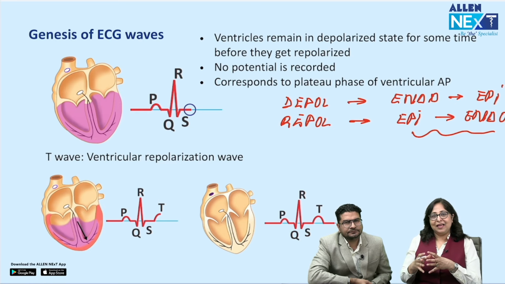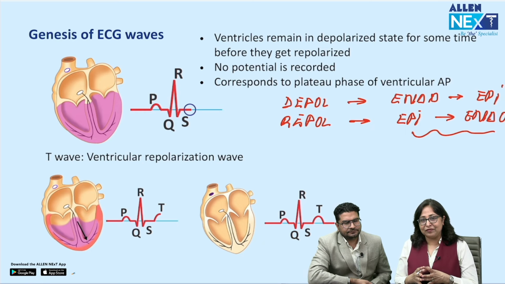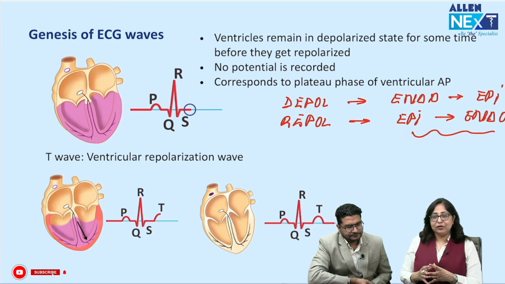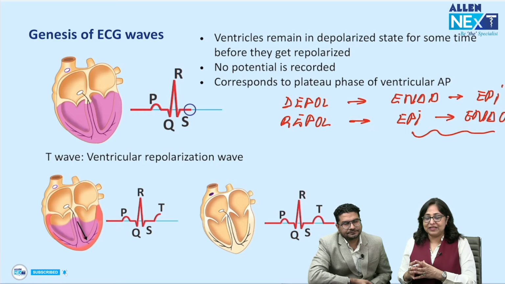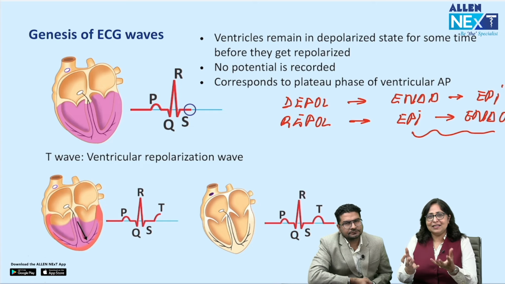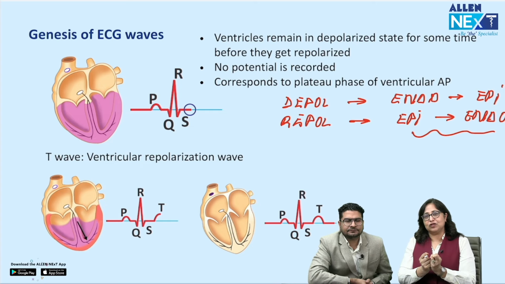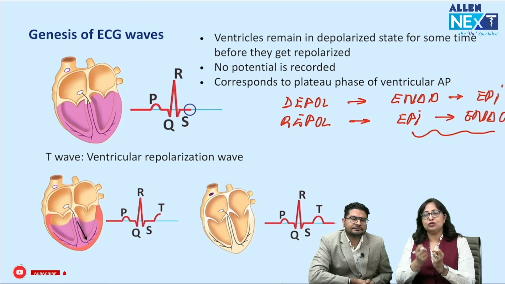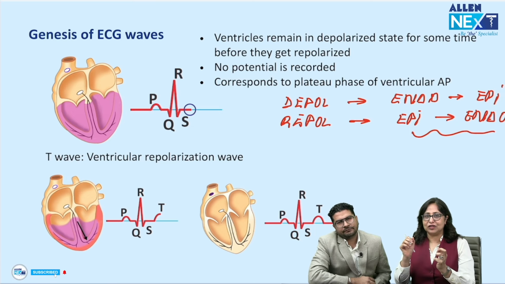That is why we get a positive T wave. T wave is ventricular repolarization. Now, why is it a positive T wave? So many times, depolarization is due to influx of positive charge. Repolarization is due to efflux of positive charge.